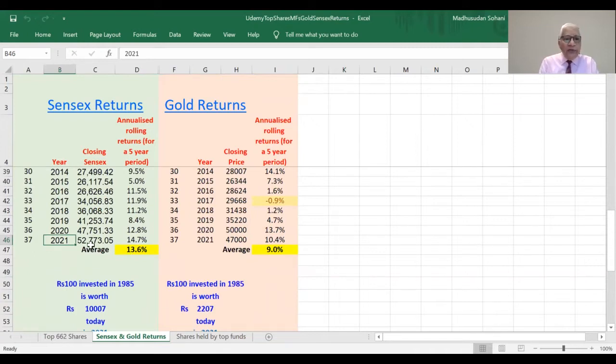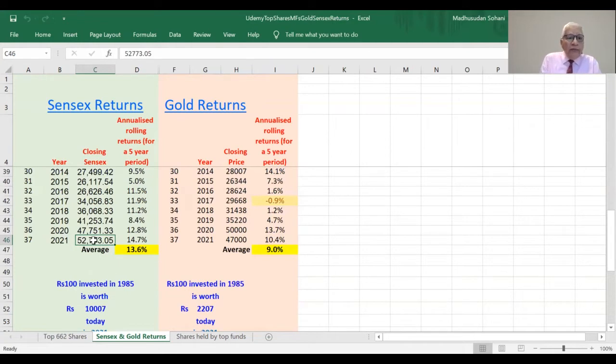The share index as on 28th June 2021 is 52,773. This is the value of Sensex. And what is Sensex? Sensex is an index which measures the situation of the market based on 30 chosen shares. So Sensex is a representative of the stock market. Similarly, Nifty is another representative of the stock market comprising some 50 shares. Sensex comprises 30 shares, Nifty comprises 50 shares.